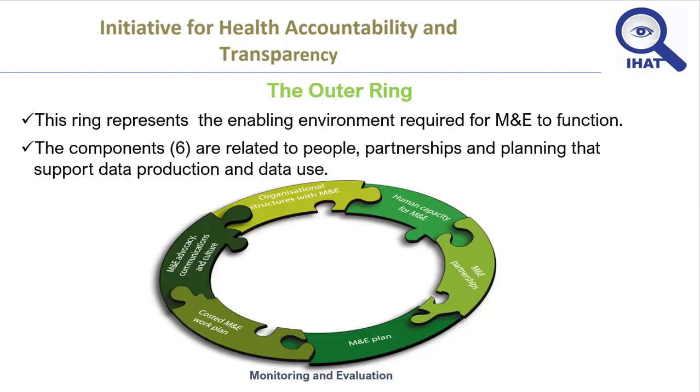Let us look at the outer ring. This ring represents the enabling environment required for MIE to function effectively. There are 6 components, and all these components are related to people, to partnerships, and planning that support data production and data use. And they include organizational structures, human capacity, partnerships, MIE plan, costed plan, MIE advocacy communication, and culture.